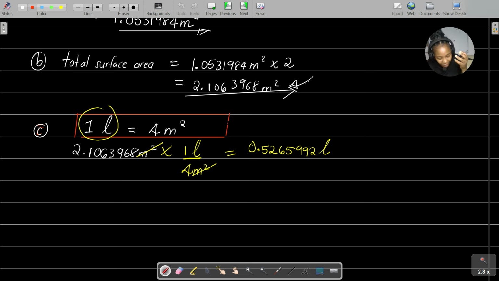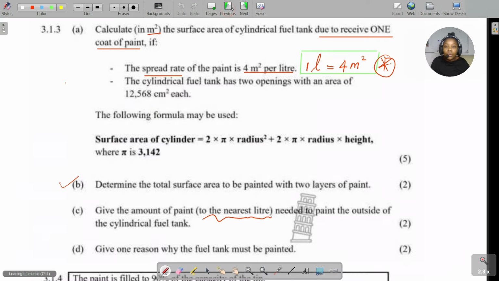So in this case, what's going to help us with rounding off to the nearest liter is the value after the comma. That value is going to help us round off to the nearest unit. In this case, that 5 tells us that the 0 just needs to go up by 1 unit. So the total amount of paint you'll need to paint this cylindrical tank with 2 layers of paint is just 1 liter, when you round it off to the nearest liter. I hope that makes sense.